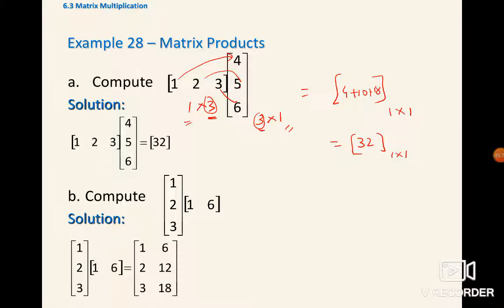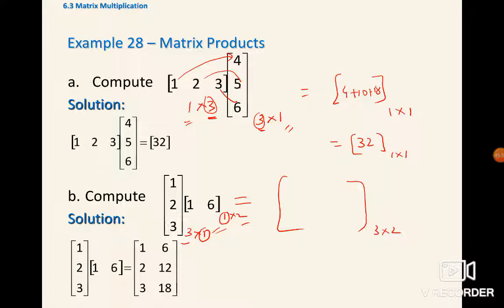Now try this one. This was a row into column. Now this is column into row. We are multiplying a column matrix with a row matrix, isn't it? The size of the column matrix is 3 by 1. The size of the row matrix is 1 by 2. Are they matching? Can we multiply? Yes, the number of columns in the first matrix is 1, the number of rows in the second matrix is 1, they match. So we can multiply. The resultant matrix should be of order 3 by 2 because this 3 and 2 will play a role in the size of the resulting matrix.